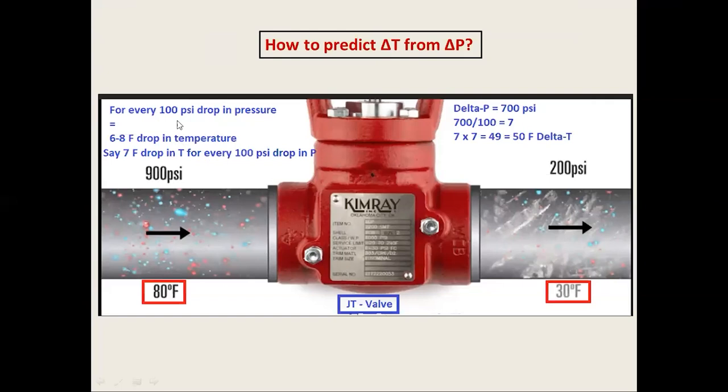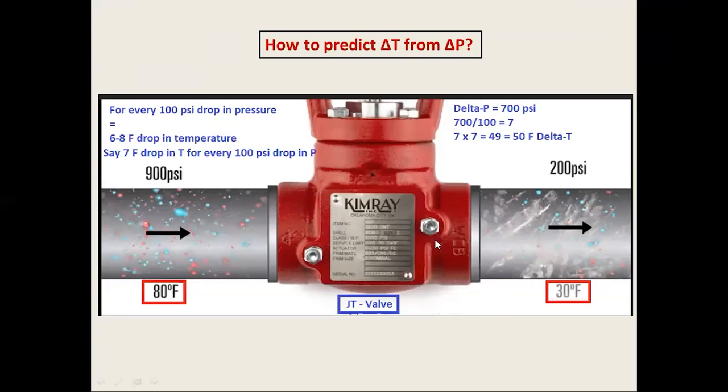This is the rule of thumb. For every 100 psi drop in pressure, you have a 6 to 8 degree Fahrenheit drop in temperature. This is the upstream. In this example, we have 900 psi. Here's the valve. As a fluid goes through the valve, it will have a delta P.